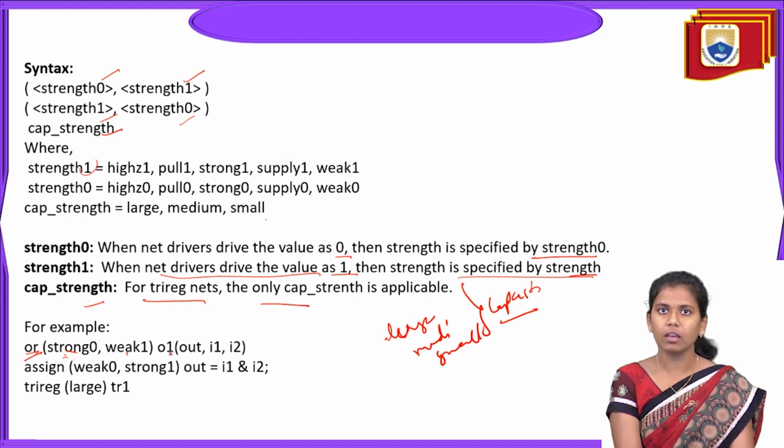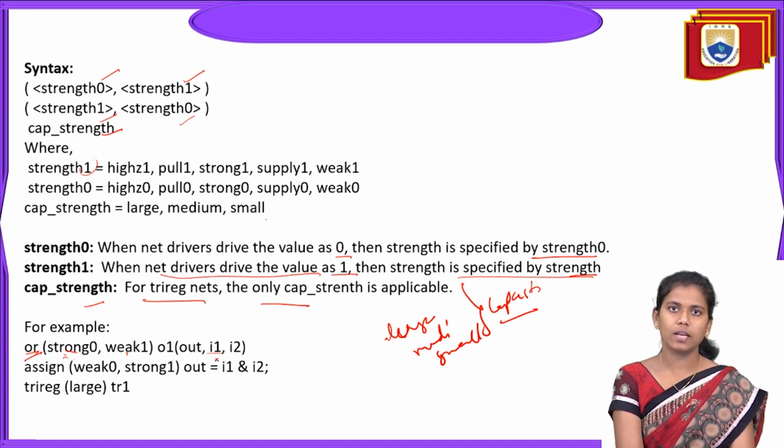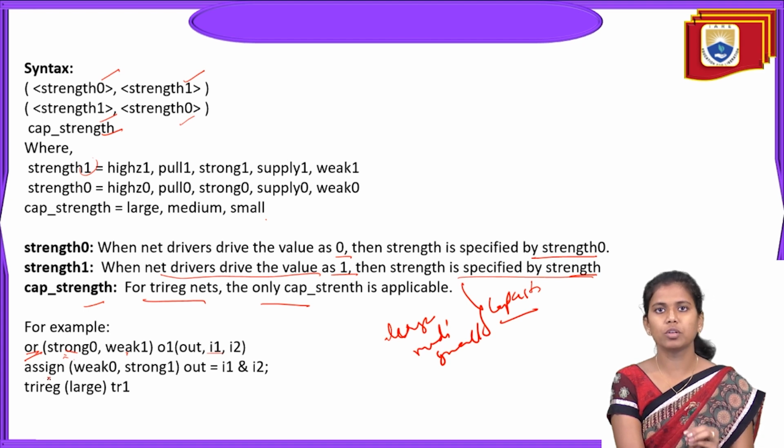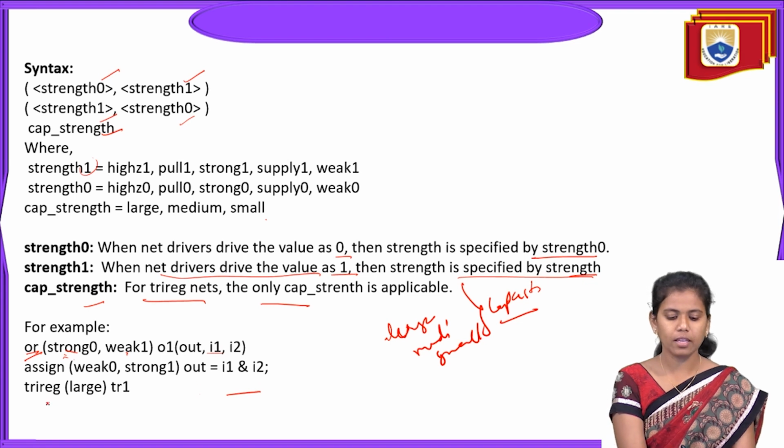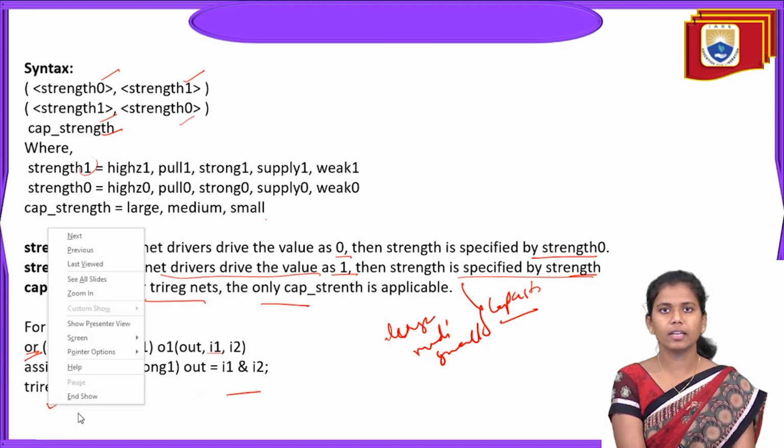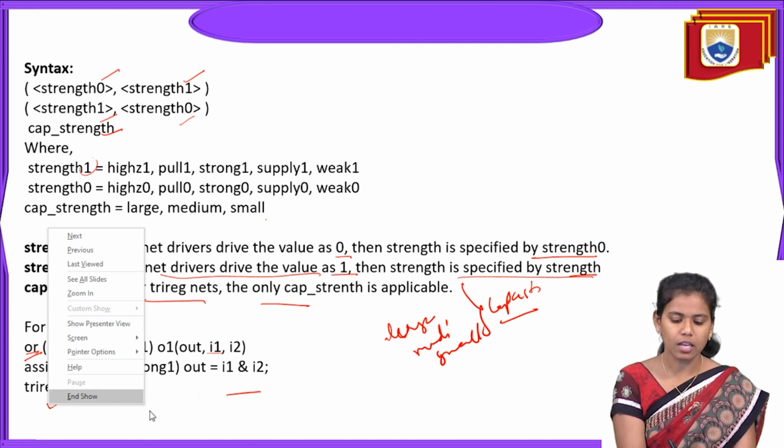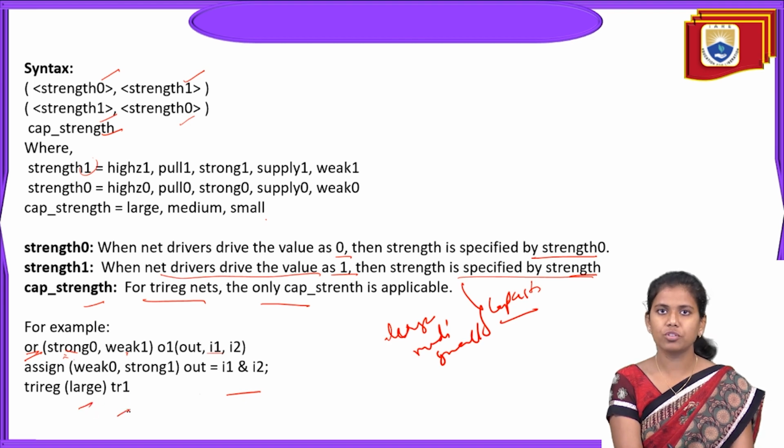And here we have the name of a particular module that we are considering, and the port list, the output ports as well as the input ports. Assign is a keyword used when it comes to the driving strengths: assign weak 0, strong 1, which is equal to A and B. And then for Trireg nets, as I said, the capacitor strength of the particular Trireg net that we have considered here is large. Large Trireg 1.